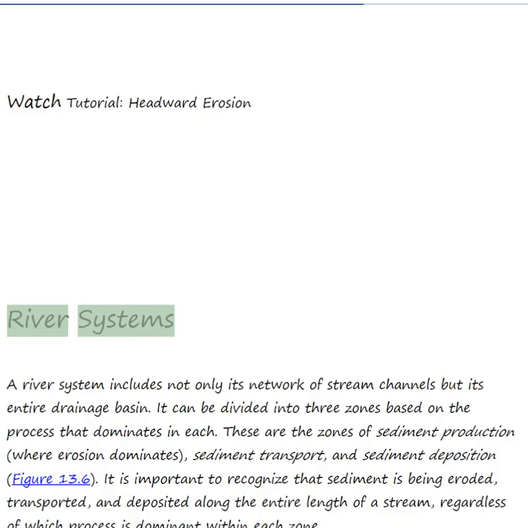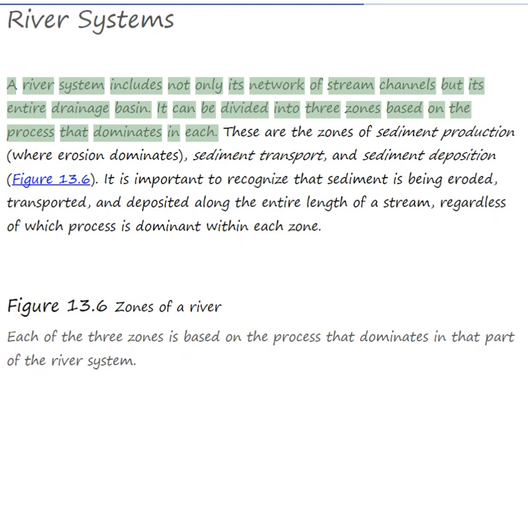River systems. A river system includes not only its network of stream channels but its entire drainage basin. It can be divided into 3 zones based on the process that dominates in each.